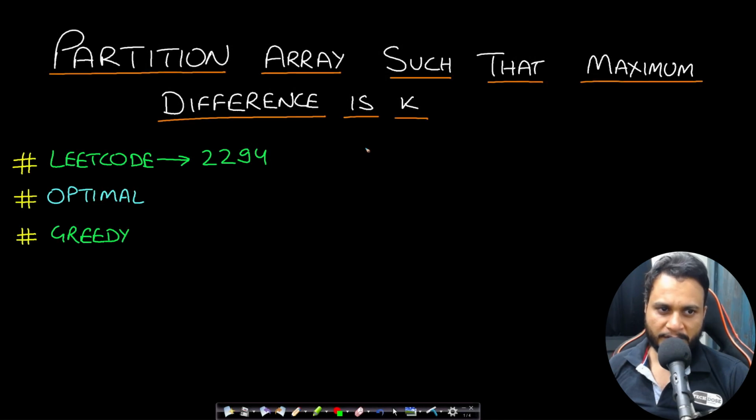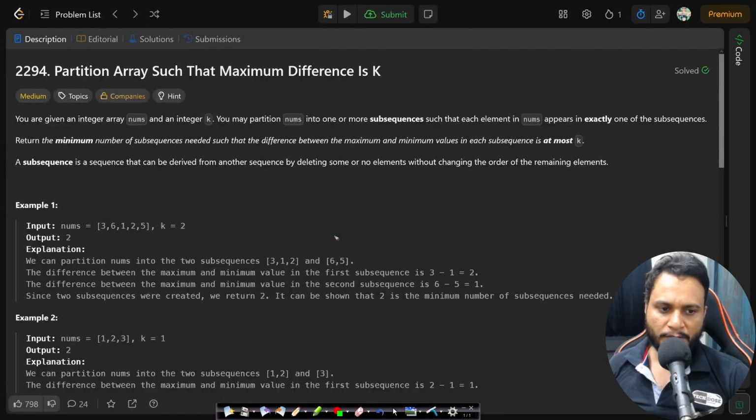Hello guys, welcome back to TechDose, and in this video we will look at Partition Array Such That Maximum Difference Is K, which is from Leetcode number 2294. Let's now read the problem statement.